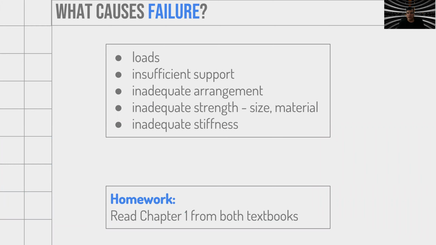What causes failure? Loads, insufficient support, inadequate arrangement of the pieces. We can have enough pieces and sufficient supports, but if they are not in the place where they need to be, that is a very big problem. Also inadequate strength, size, and materials, and also inadequate stiffness.